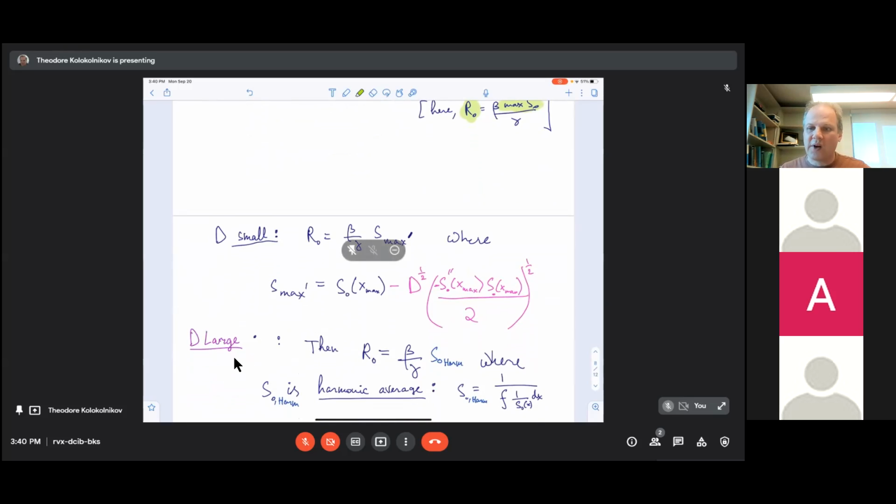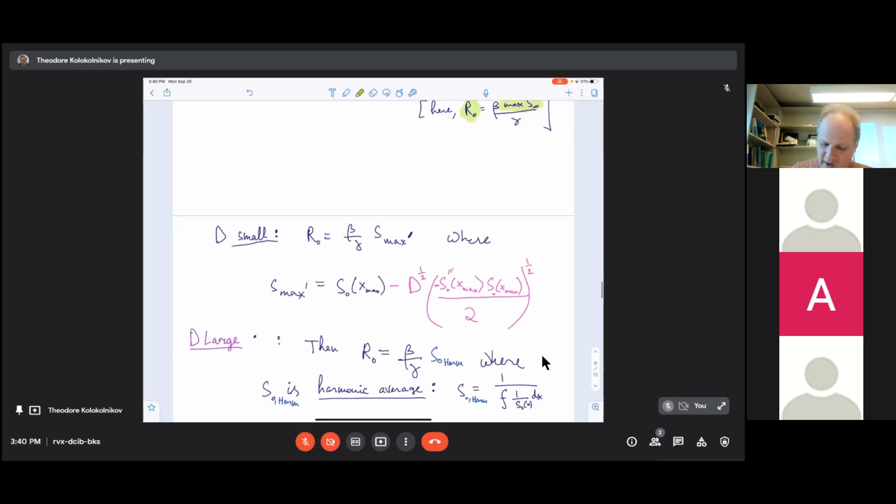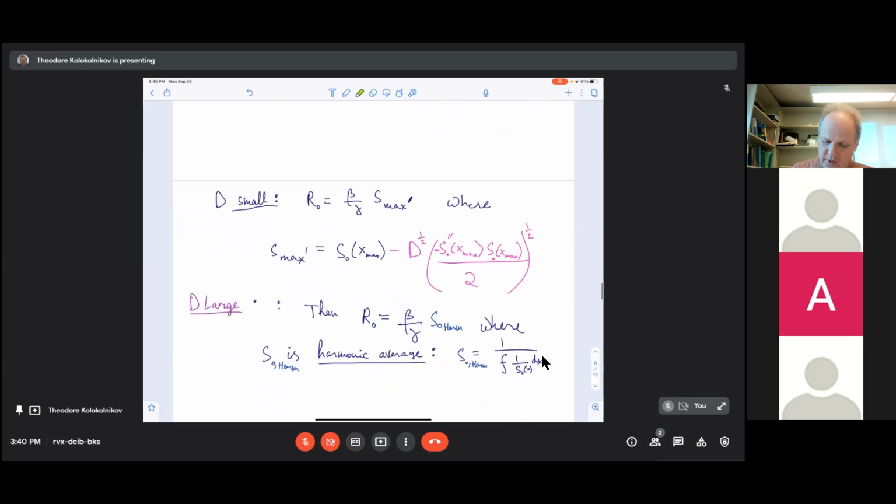And then the other limit that can be done explicitly is the limit of large diffusion. So when everybody moves very fast, in that case, rather than having the maximum of S, or the average of S if S was just constant, you end up looking at the harmonic average. It turns out that then R0 is beta over gamma times the harmonic average of S. So the harmonic average is 1 over the integral of 1 over S.